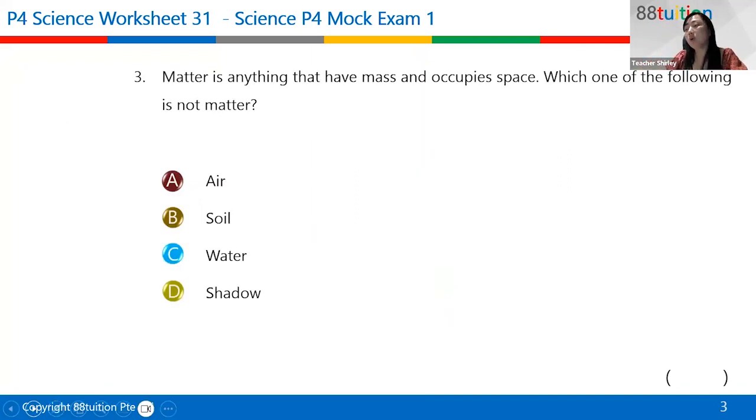Okay, next question obviously is also on matter because the question already states matter. Matter is anything that has mass and occupies space. So which one of the following is not matter? D. Shadow. Which one of the following is not matter? Yes, okay. Like what is stated in the question, there are two criteria to be a matter. Number one, it must have mass. Number two, it must occupy space.